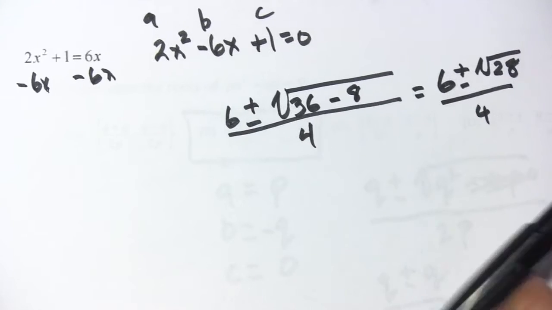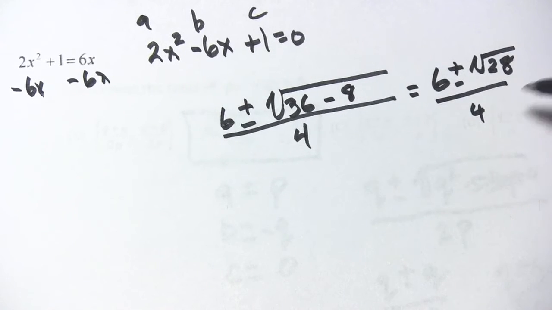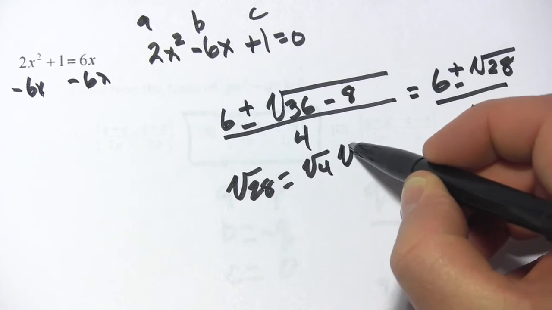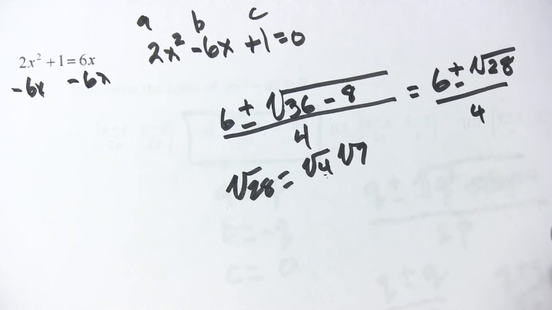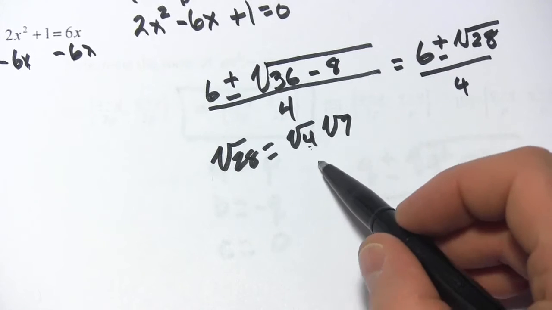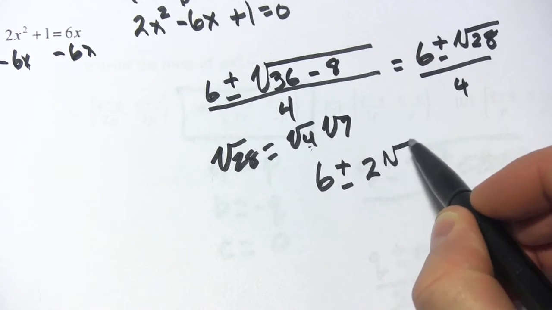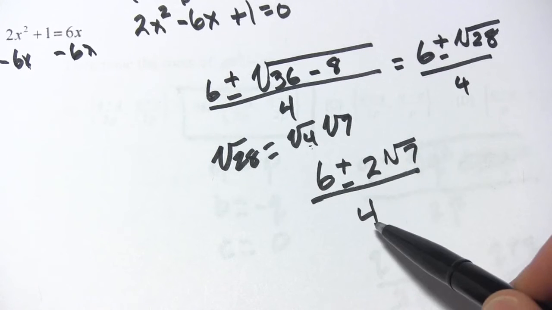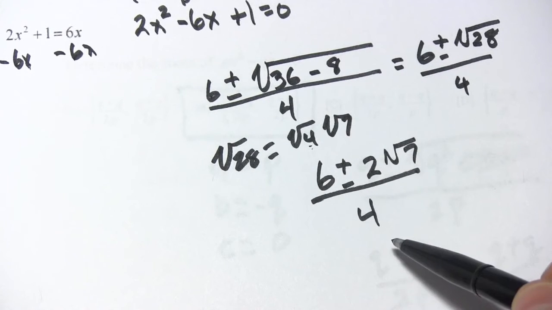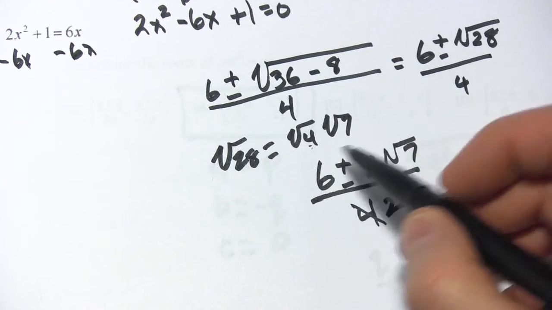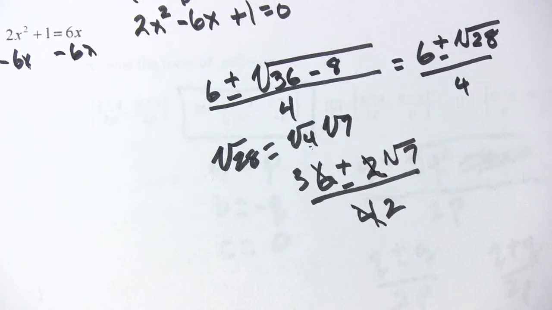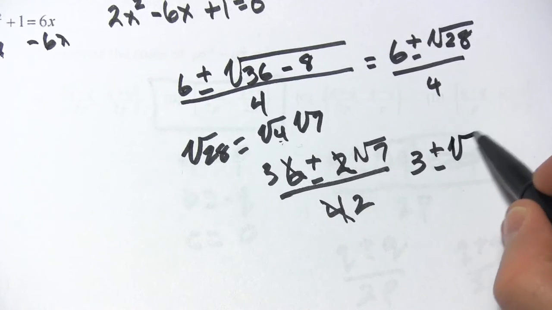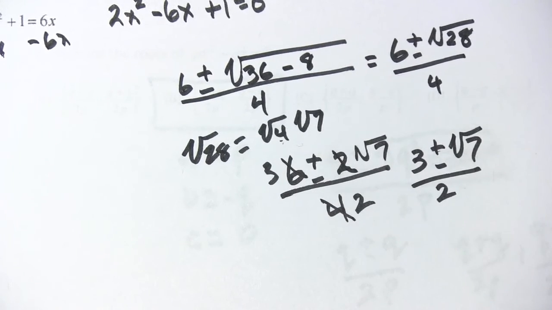And let's see, the square root of 28 I can write as the square root of 4 times the square root of 7. So 2 times the square root of 7. So this is going to be 6 plus or minus 2 times the square root of 7 over 4. And again, I've got 2 terms up top. Everything here is divisible by 2, so let's cancel. So this will be a 2 on the bottom, 3 here. That'll go away. So we've got 3 plus or minus the square root of 7 over 2.